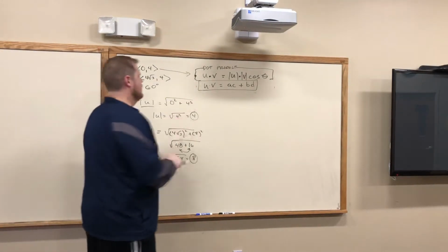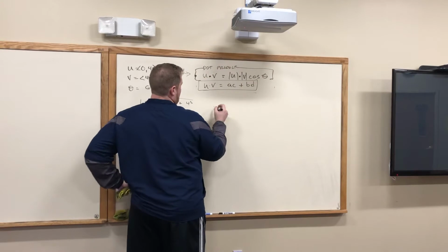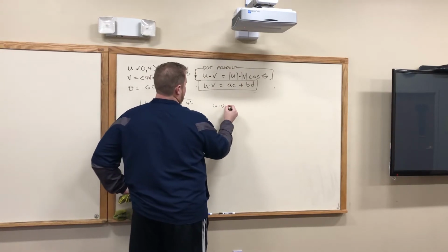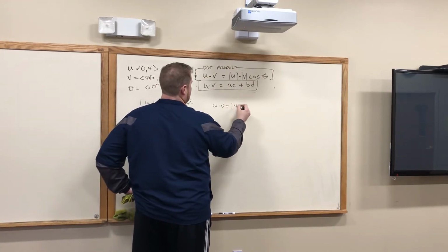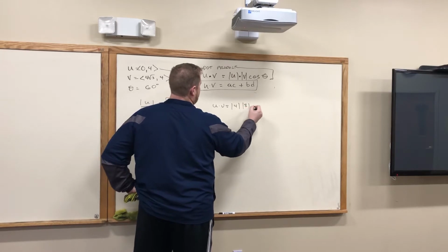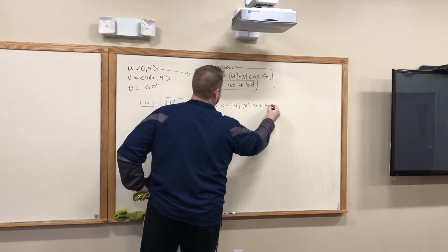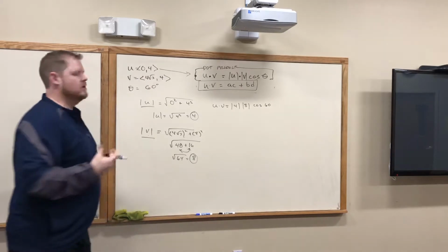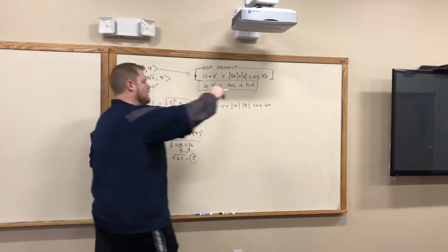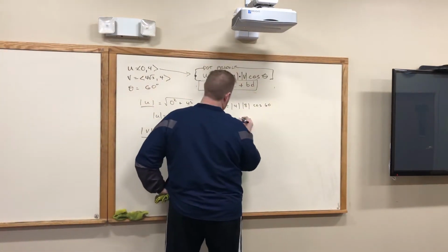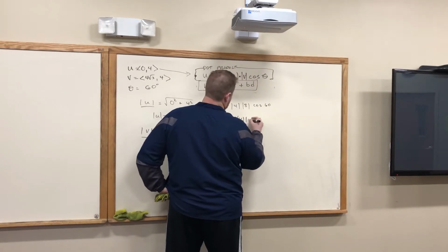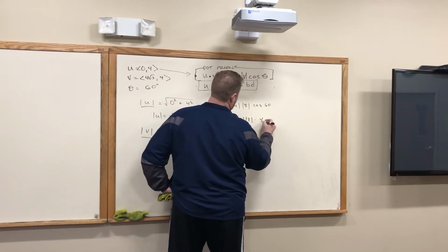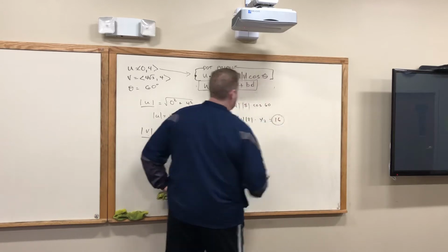Now let's plug it into our first equation right here. So u times v, which is what we're solving, absolute value of 4, absolute value of 8, cosine 60. Well, class, what is cosine 60? Use your unit circle. Cosine 60 is 1/2. So 4, absolute value 8, times 1/2, answer 16.